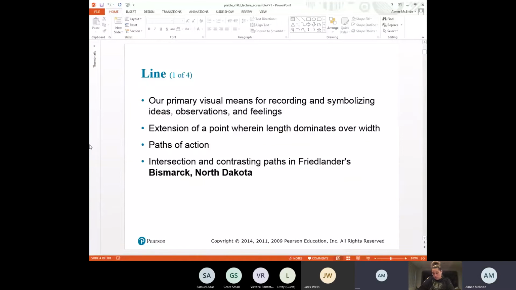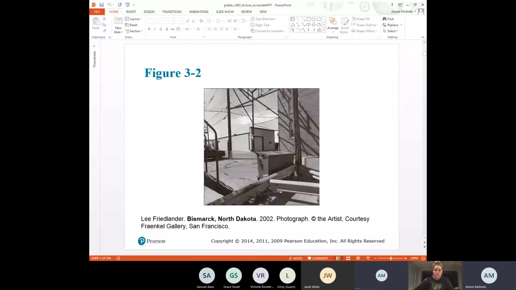So the next example that we're going to look at specifically for lines does help show paths of action and help direct the viewer's eye. So that's Bismarck, North Dakota, which is a photograph. This one has a whole lot of different lines in it. We have the lines created by the shadows as well as the lines of the buildings and telephone poles. So constant intersections of lines that lead our eye throughout that photograph. Our eyes should be constantly moving and not really have a place to settle. And that is thanks to the use of lines.